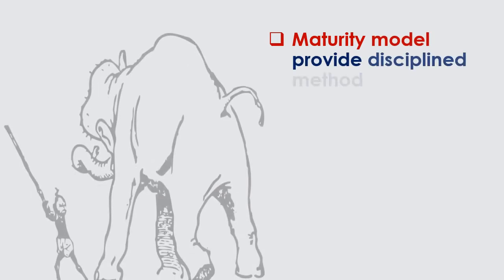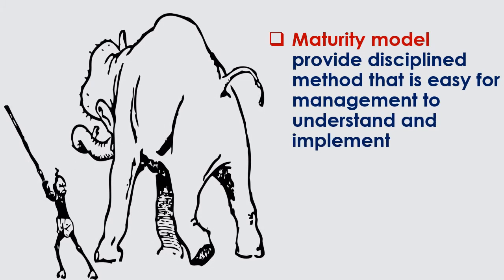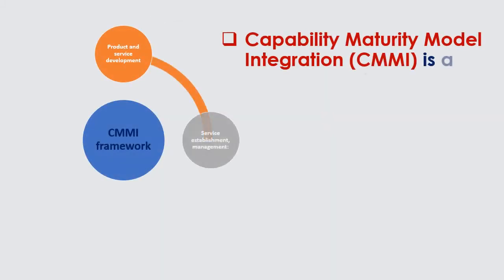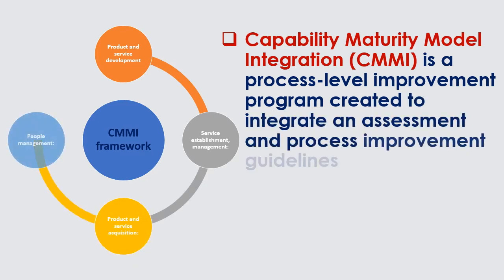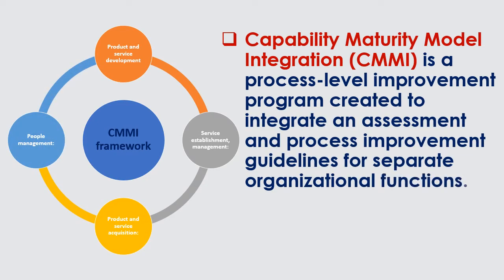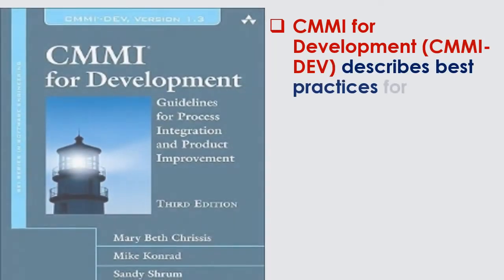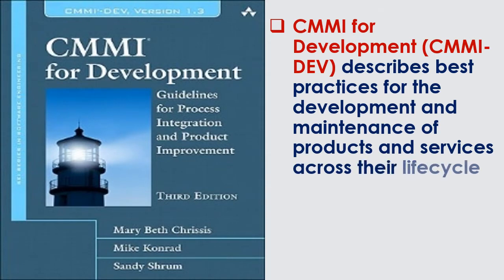Maturity model provides a disciplined method that is easy for management to understand and implement. Capability Maturity Model Integration, CMMI, is a process-level improvement program created to integrate an assessment and process improvement guidelines for separate organizational functions. CMMI for Development, CMMI Dev, describes best practices for the development and maintenance of products and services across their life cycle.